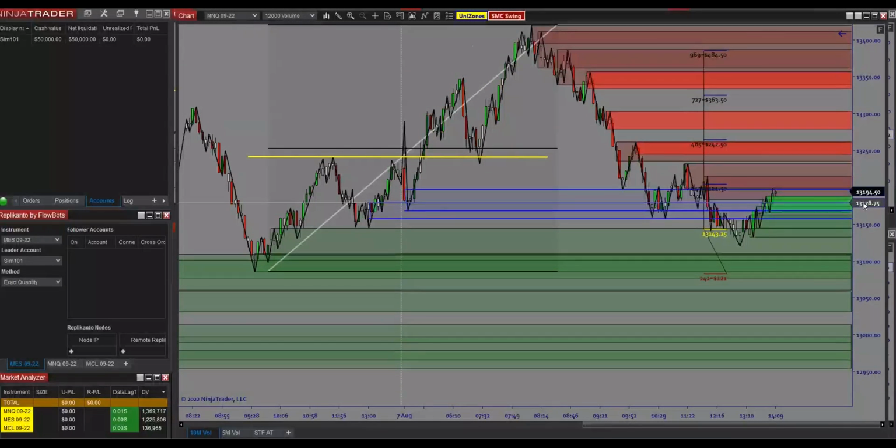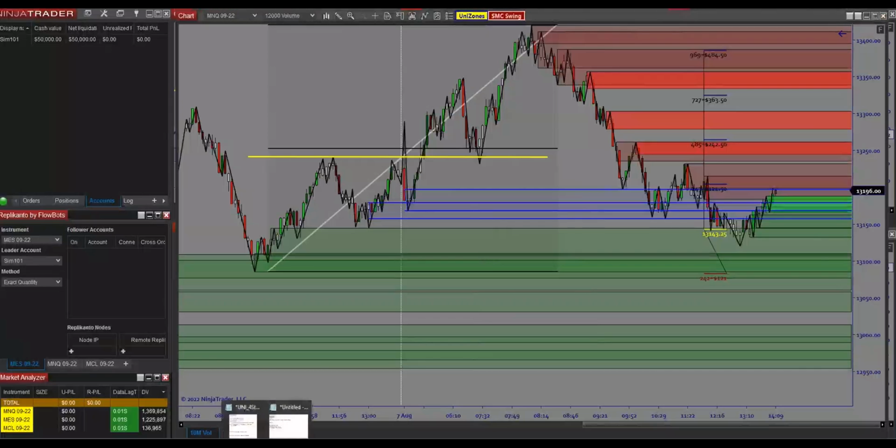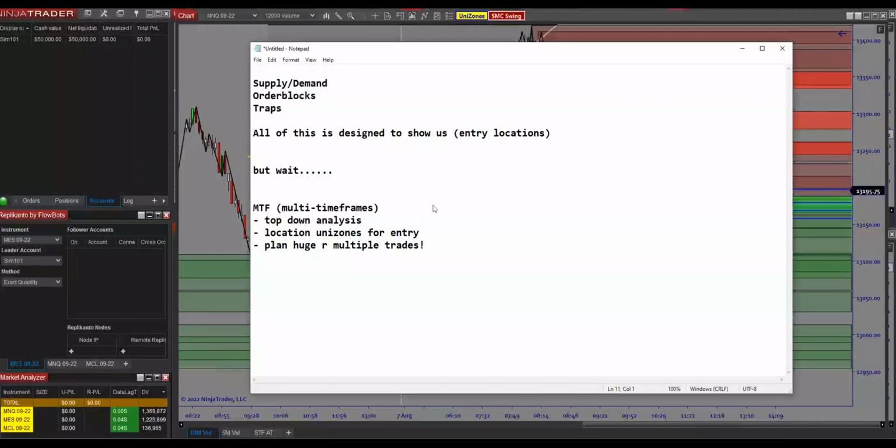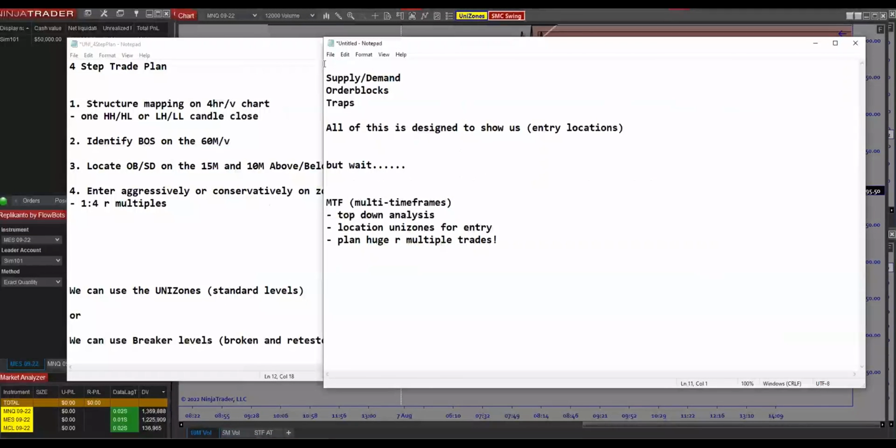Did you guys see it? You guys see what's going on here with this? The Unizone software is going to identify the order blocks and the supply and demand and where to enter the trades. I just wanted to come in here and give you guys a top-down analysis so that you guys can copy this and use it to your advantage to locate the best trades.